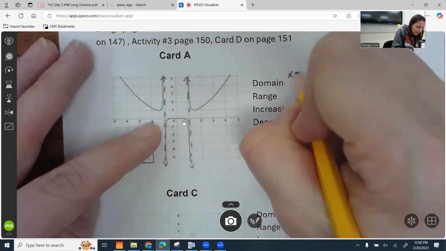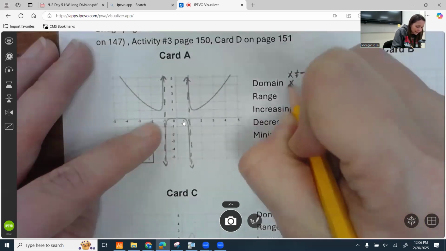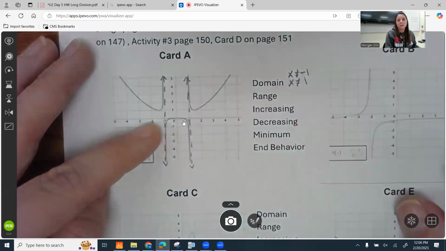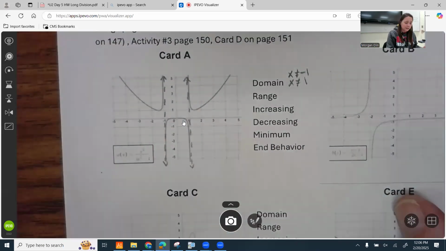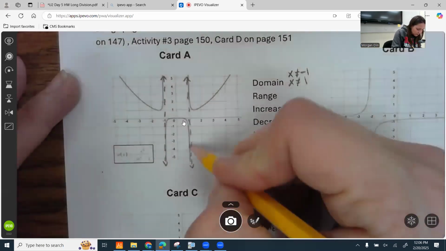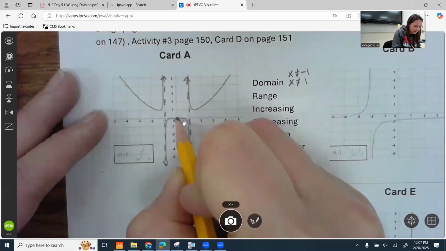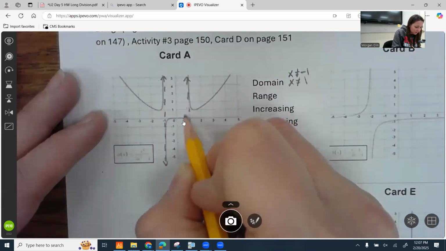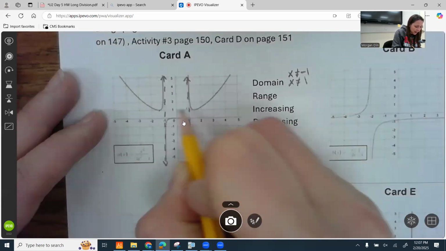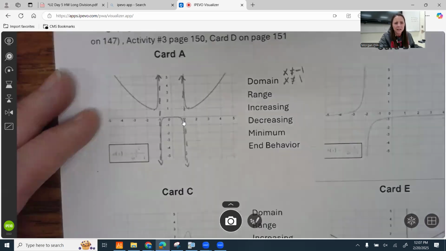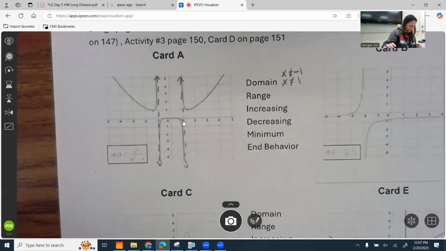So in our domain, X isn't going to equal -1 and X isn't going to equal 1. All right. Now, our range. Our range, I'm hitting everything down here in the negative here, and it appears I'm hitting at 0. But do you see how there's a gap in between here? Now, the thing is, I don't know what that minimum is. And let's see if we can kind of figure that out.